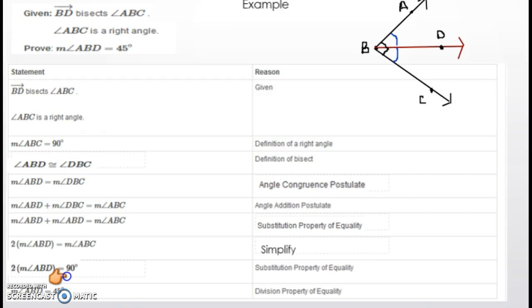And now from here, what did they do? They've changed the measure of angle ABC to 90 degrees. If we look above, we see that the measure of ABC is equal to 90, so we've substituted 90 in for the measure of ABC. So that reason is the substitution property of equality. And now if you look from here to here, what has been done? They have divided both sides by 2. When you divide both sides by something, that is the division property of equality.